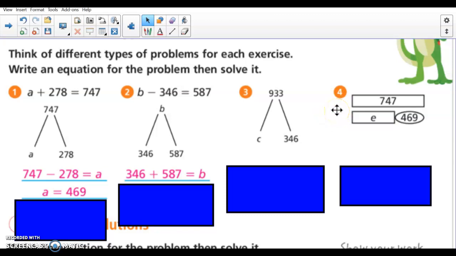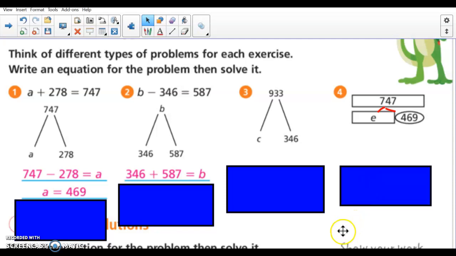It's a new style of picture, but it's that same idea. Our sum is at the top, and you could draw in a couple of little lines here if you wanted to and make this just like a math mountain, just like we had before. That's the exact same thing, guys. But really what this shows is one of our smaller parts, e, plus 469 equals 747, excuse me.